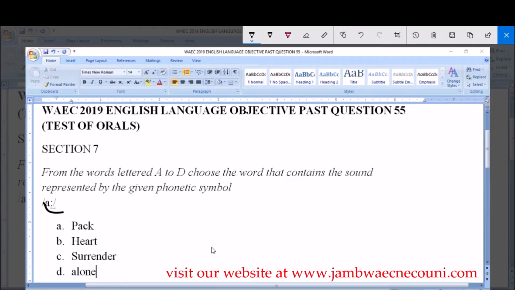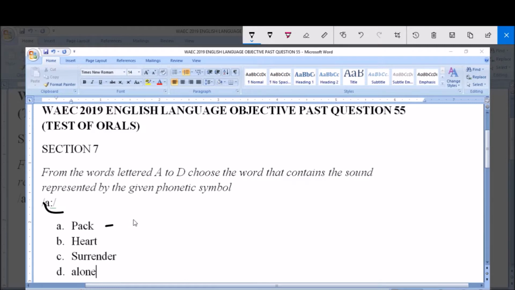So option A is pack, B heart, C surrender, D alone. So I'm going to transcribe each of the options given to us, and then we will pick out our answer from the one that contains the sound. So pack, option A, is transcribed this way. We have short R sound.